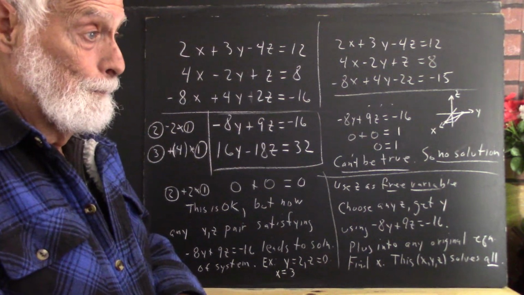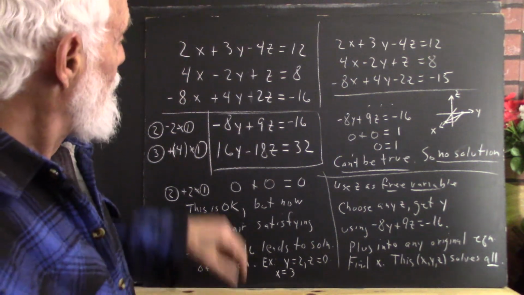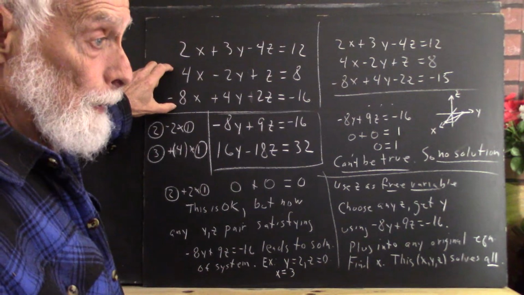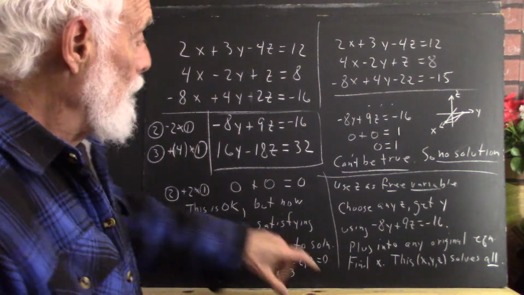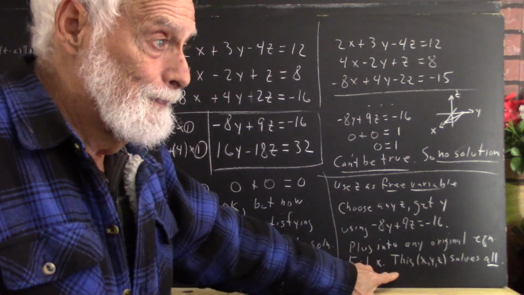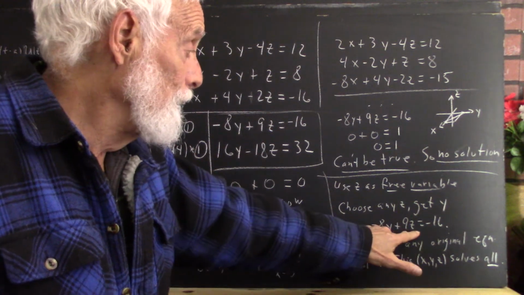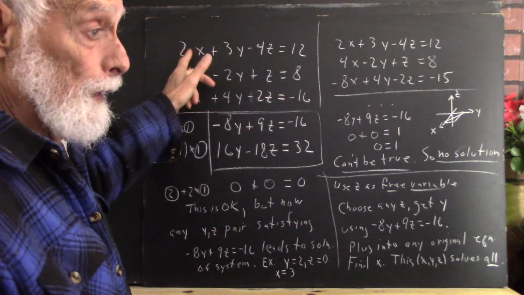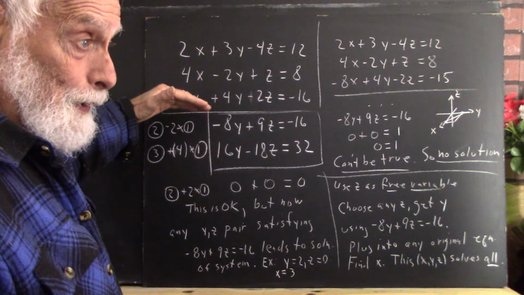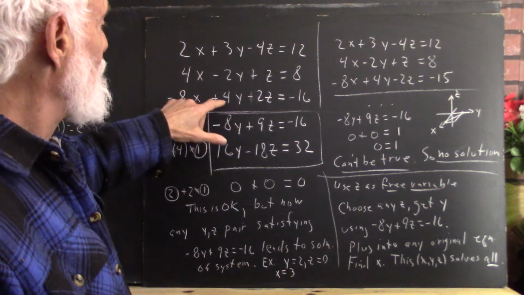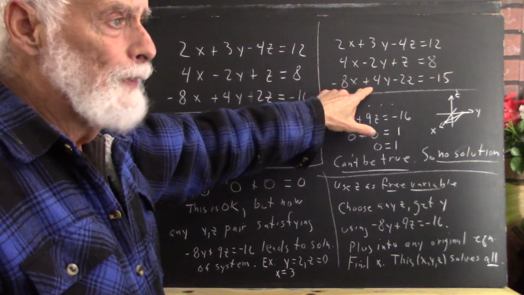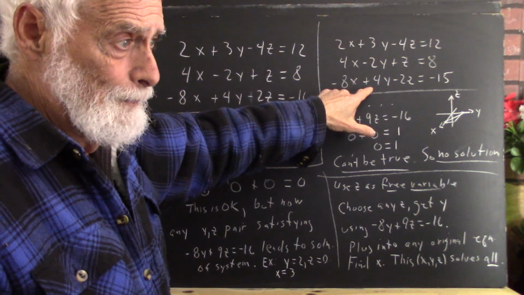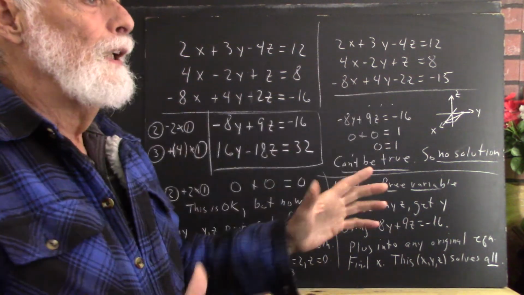Okay? These two planes turned out to be the same, so we have infinitely many solutions. Pick any Z, you can find a y and then an x that satisfies all of them. Okay? But this plane never meets this plane because they're parallel. So you have that analogy.